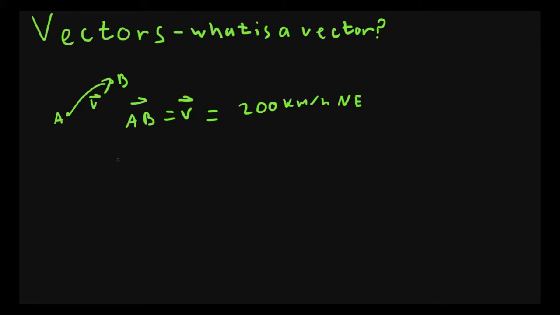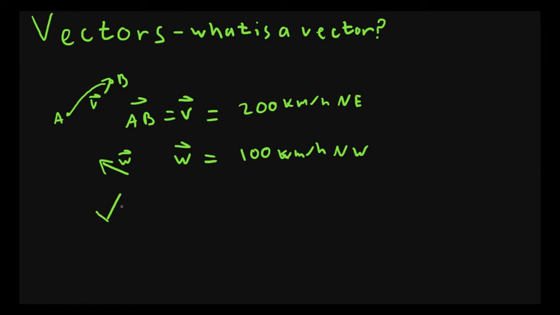Now you can have another vector, like this, so it's vector w. And that will be equal to, let's go with about half that, 100 kilometers an hour and northwest. Right. So we can arrange these vectors however we want.